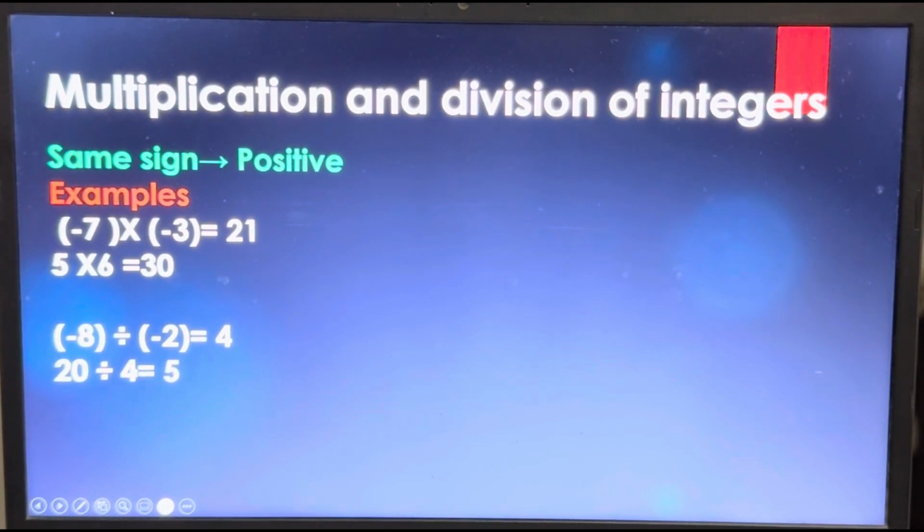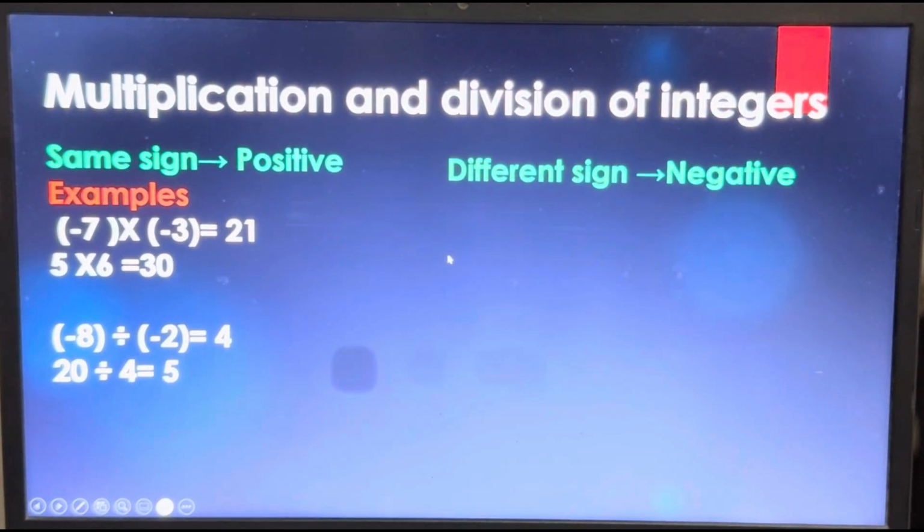Suppose both are positive, then naturally the answer will be positive. 20 divided by 4 is 5. Right? So what you need to remember is this line only. Same sign means the answer will be positive. You remember that. Don't mix up with addition and subtraction. There we take the sign of the greater number. But in multiplication, we don't do that. If same sign, the answer is positive.